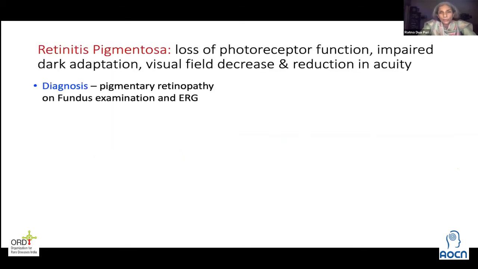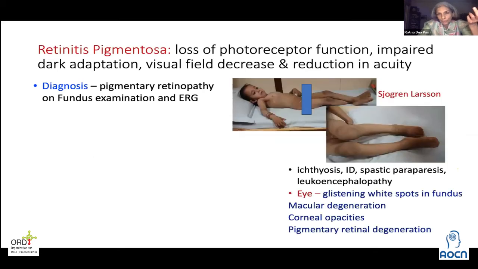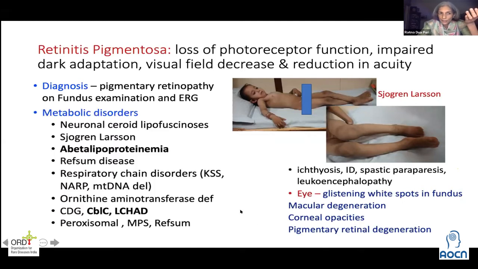Then retinitis pigmentosa is where there is a loss of photoreceptor function, and the diagnosis is essentially by pigmentary retinopathy. And again, it's a pattern. You have a pigmentary retinopathy or glistening white spots in the fundus, along with mild intellectual disability and ichthyosis and a spastic paraparesis. You know that it's Sjogren-Larsson syndrome. There is a host of metabolic disorders that are associated with pigmentary abnormalities in the retina, and the ones in bold are the ones that are amenable to treatment.